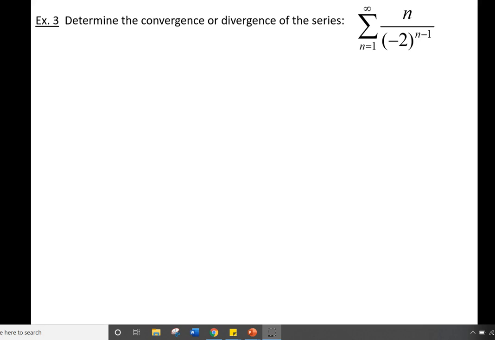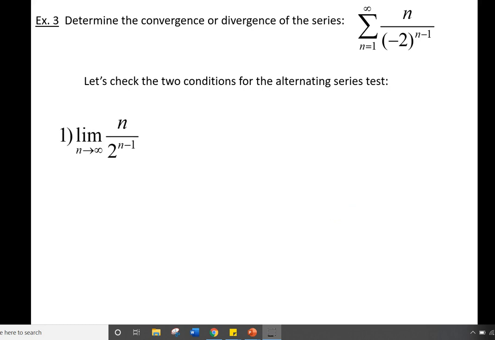Determine the convergence or divergence of this series. Okay, so let's take a look at the two conditions for the alternating series test. The limit as n goes to infinity of n over 2 to the n minus 1. By the way, look at how I wrote this. I took this negative out. So this could be written as (-1) to the n minus 1 power times n over 2 to the n minus 1 power using properties of exponents. So the negative is not really what's important here.